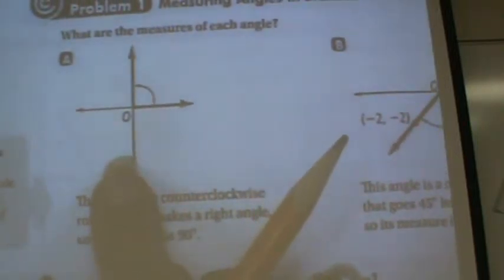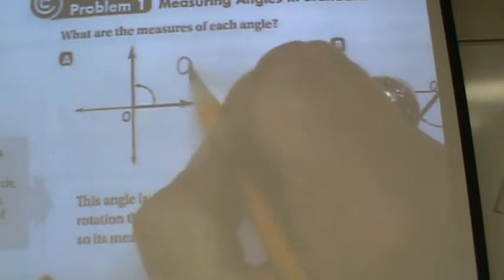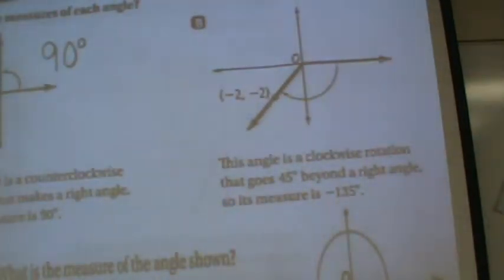What is the measure of this angle right here? 90 degrees. You guys know what that angle is? Negative 225. How'd you get that? Because if you subtract 225 from 360... something like that.